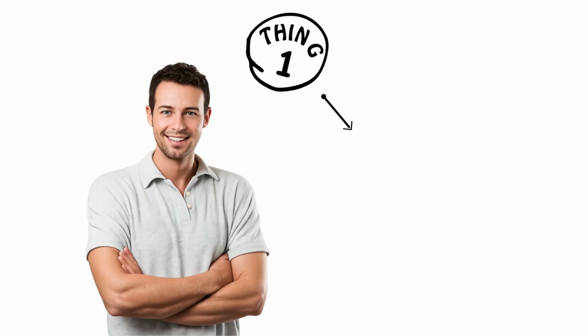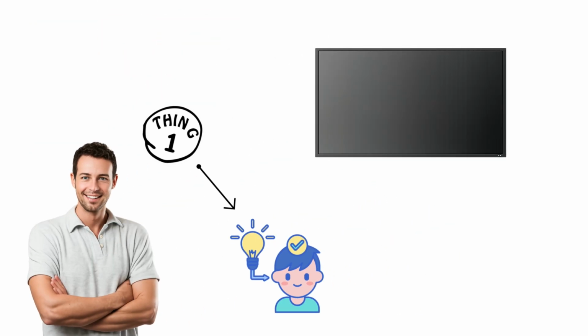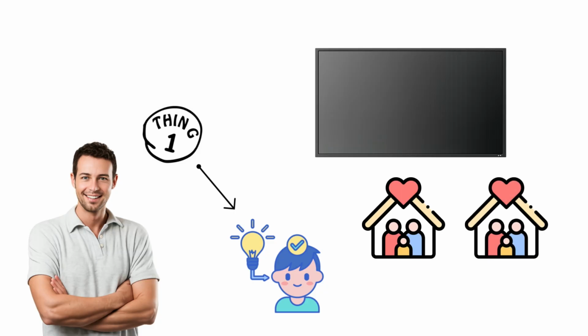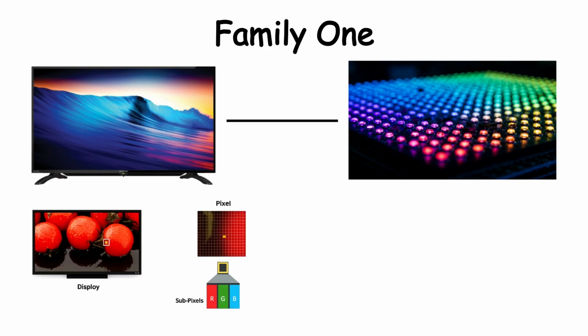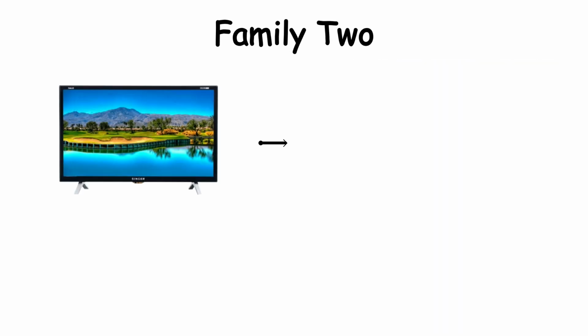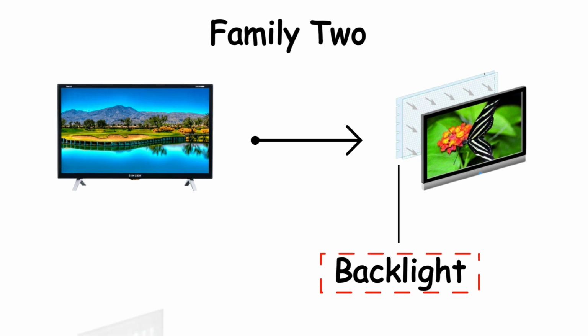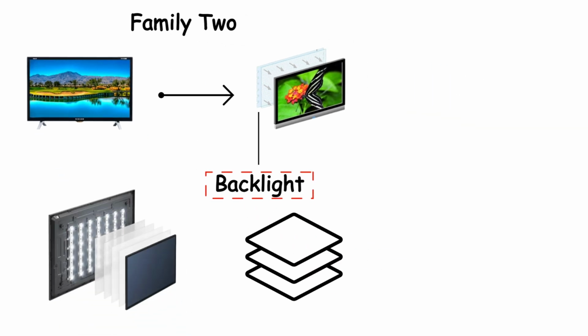Here's the one thing you need to understand first. Every screen falls into one of 2 families. Family 1. Screens that make their own light. Each tiny pixel is its own little light bulb. Family 2. Screens that need a backlight behind them. A big light shines through a layer that creates the picture.